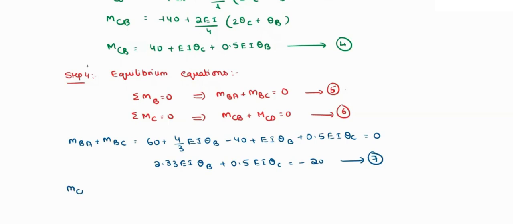Now coming to next one, MCB plus MCD. So this will be equal to MCB. So MCB will be equal to 40 plus 0.5 EI into theta B plus EI into theta C. Okay, so what about your MCD?